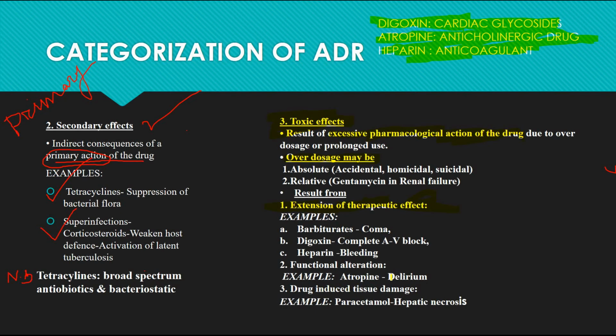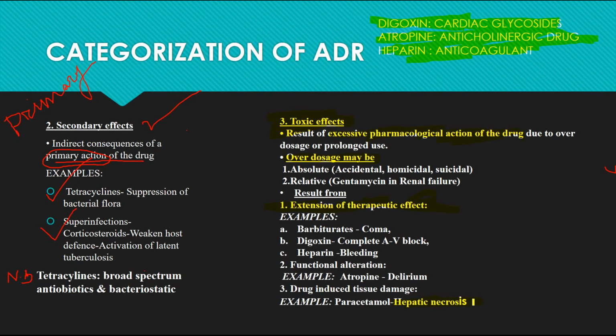The functional alternative example is atropine, which causes delirium. Atropine is an anticholinergic drug. For drug-induced tissue damage, a very common example is paracetamol, which undergoes glucuronidation and causes hepatic necrosis. So this way we can see how the categorization of the drugs of the ADR has been done on the basis of two factors.